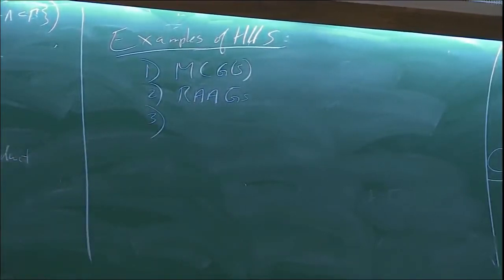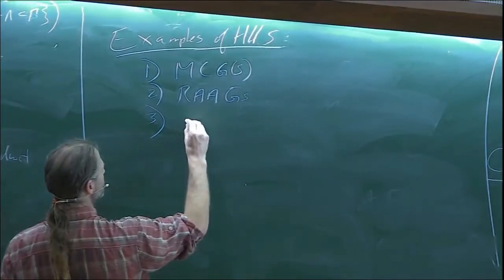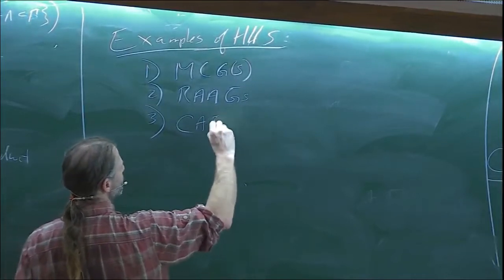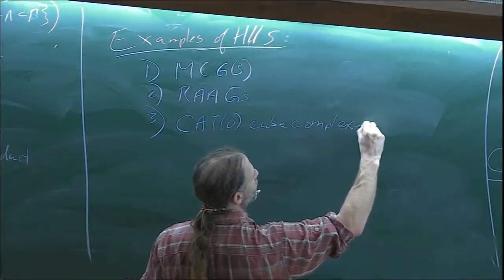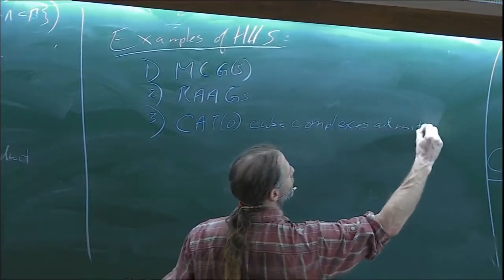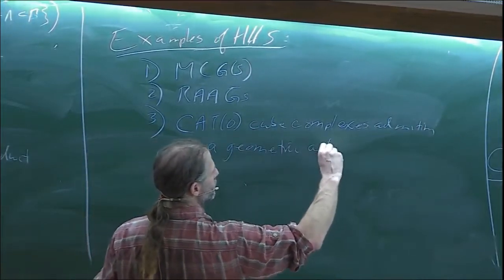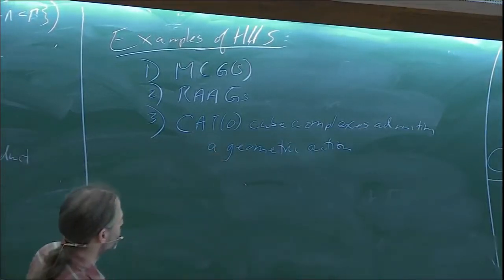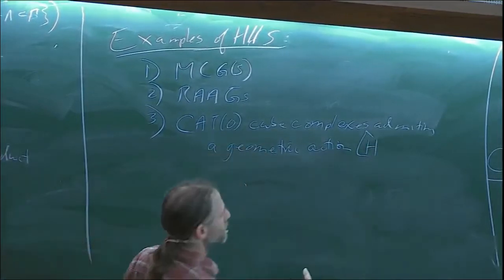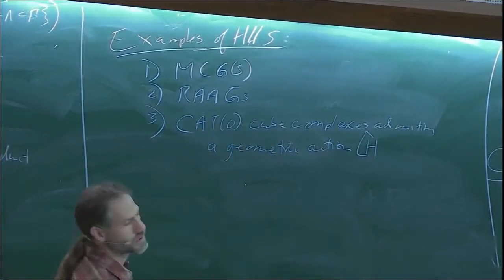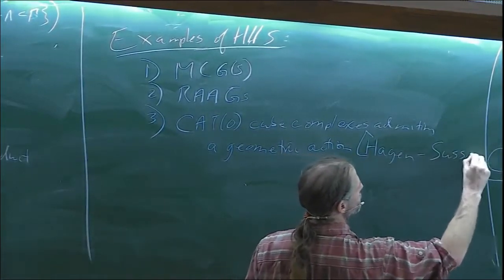So something new, actually something I sort of talked about in the second talk already, was CAT(0) cube complexes admitting a geometric action. Okay, so cubulated groups is another short way to say that. So that's a theorem. Hagen, Sisto, and myself had proven this in a special case, but then the general case is due to Hagen and Tim Susse.